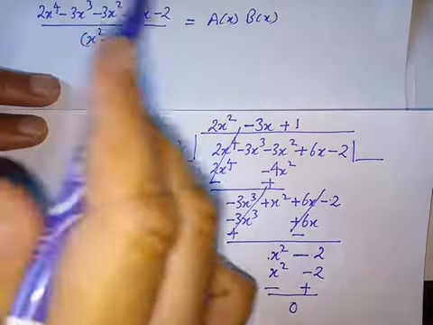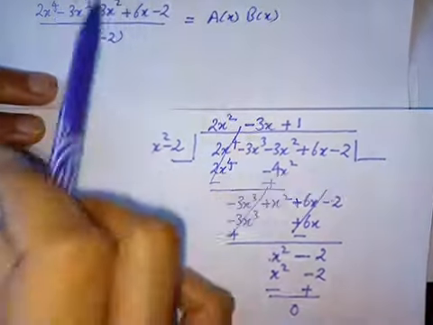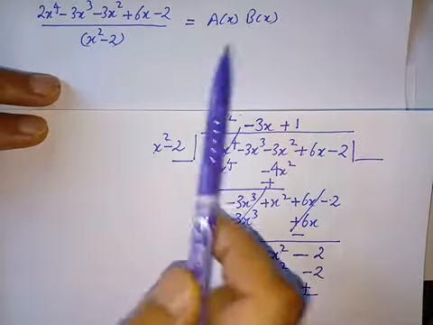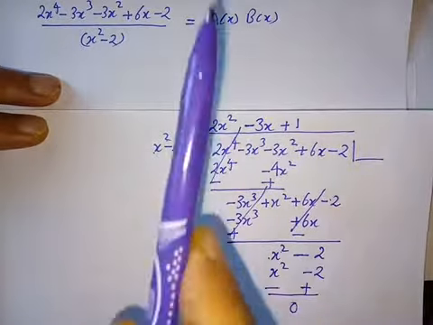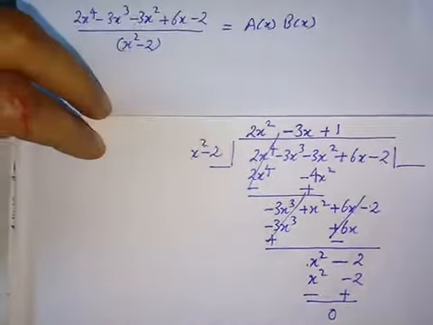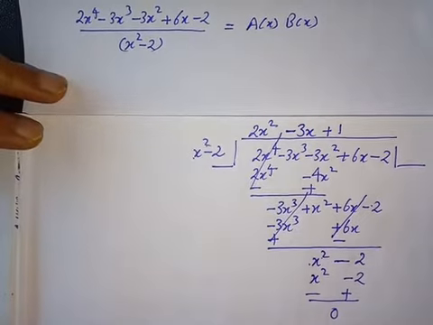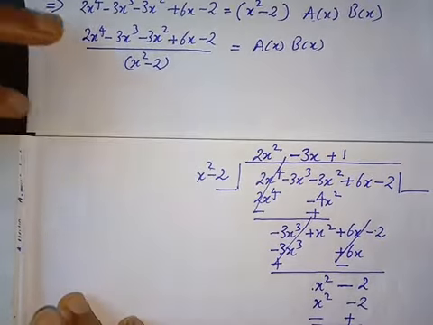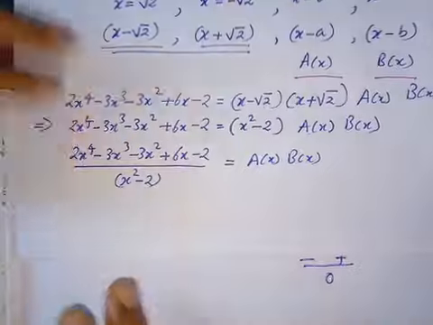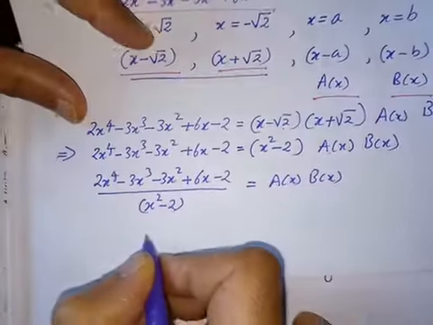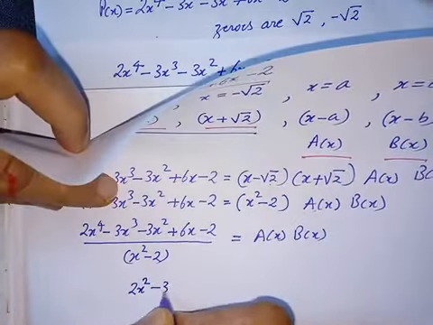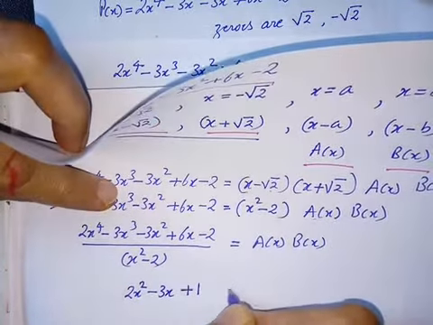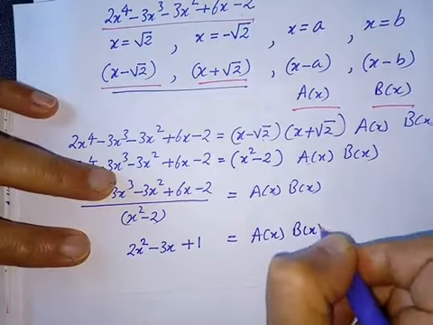In this type of sum, when it is given that we have to find the remaining factors, it means the remainder will always be 0, because we are dividing by the product of the factors, and the factors will divide the polynomial such that the remainder is 0. So on dividing this, what did we get? The quotient is 2x square minus 3x plus 1, which is equal to a(x) into b(x).